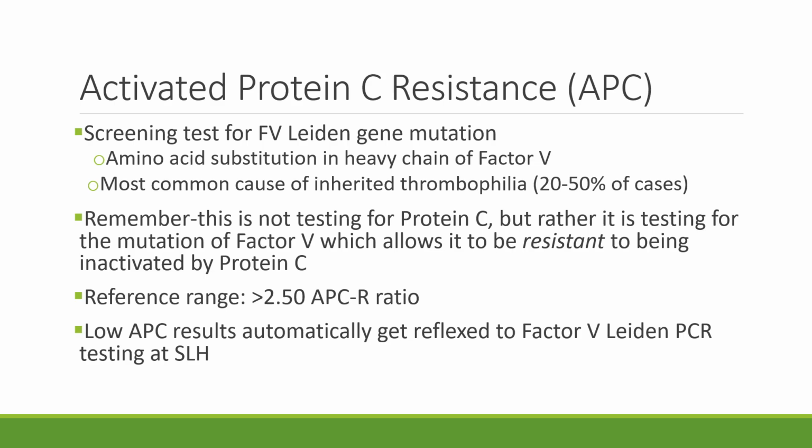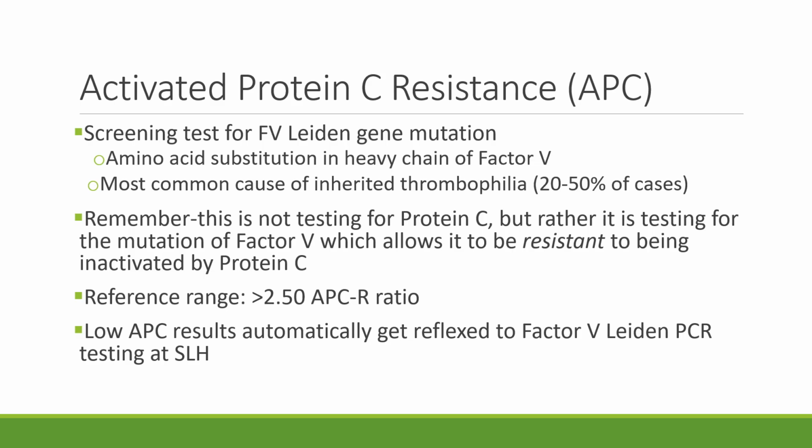Remember, this activated protein C resistance test is not a test for protein C, but rather it's testing for the mutation of factor V. And the reason why we are utilizing protein C activity or activated protein C to look for resistance is because when we have those amino acid substitutions, we also have changed the function of our factor V protein. And that allows factor V, which used to be able to be inactivated by protein C, to now become resistant to becoming inactivated. So factor V has run amok.